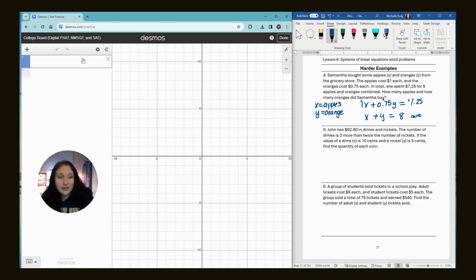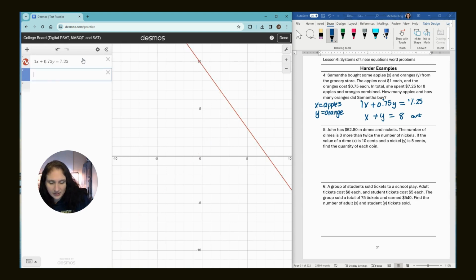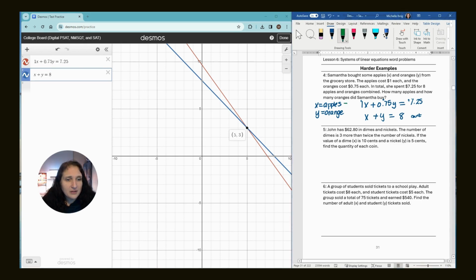So I'm going to go over here and just type it in. You can write 1x if you want. You could also just write x. Don't write the dollar sign. My second equation is x plus y equals 8. And then there we go. I have 5 and 3. And remember, my first coordinate is 5. And because I wrote this, it's super easy to say 5 apples and 3 oranges. Done. It's so much harder if you do it the Khan Academy way. Do it the Desmos calculator way.